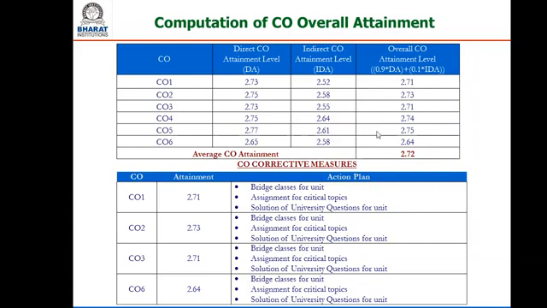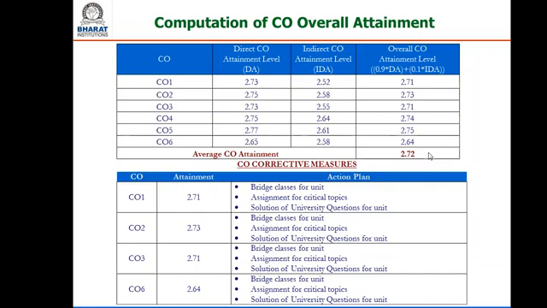So for every CO, overall attainment values are obtained. Now for individual COs, we have the attainment values. While talking with respect to the complete course, what is the overall CO attainment of that particular course? Then we have to take the average of all these 6 COs overall attainment value. Then we will get 2.72. So this is the overall CO attainment of our entire course. So that is average CO attainment.